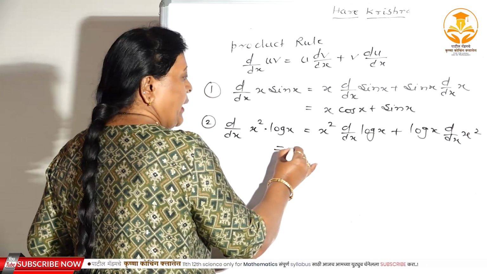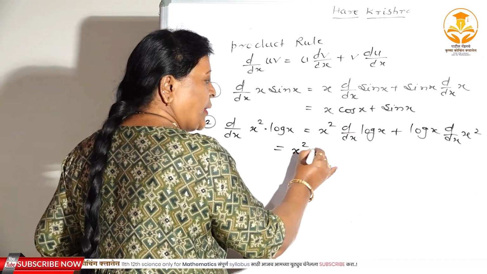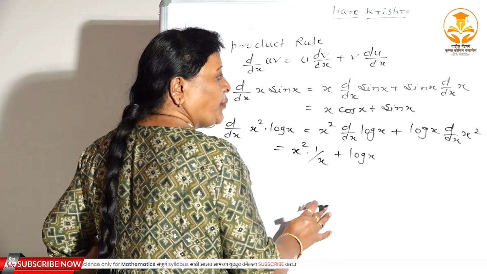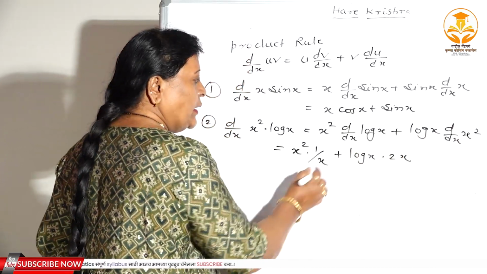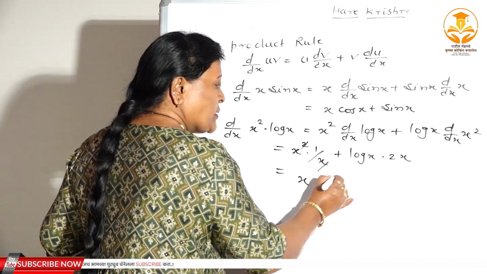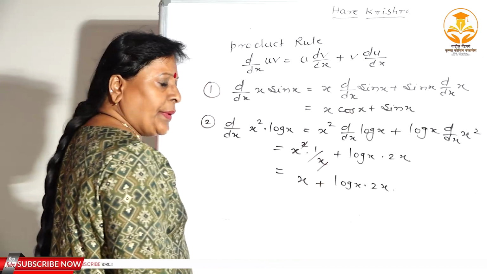Again, x square remains as it is. The derivative of log x is nothing but 1 by x, plus log x remains as it is. Again, the derivative of x square is equal to 2x. Isn't it? Again, 1x gets cancelled. What remains? X plus log x into 2x. Very simple examples are there.